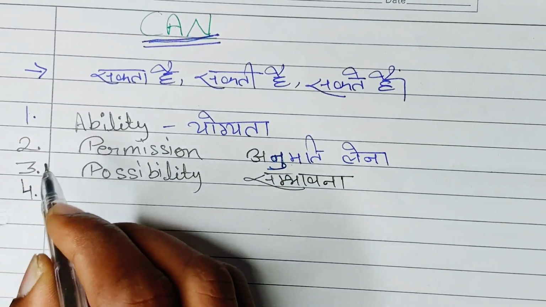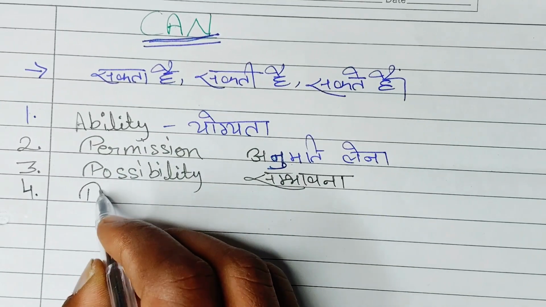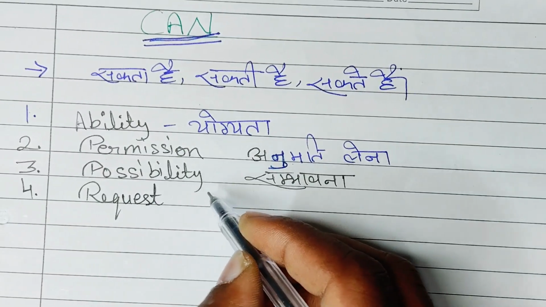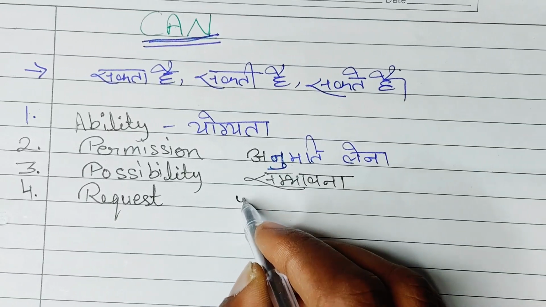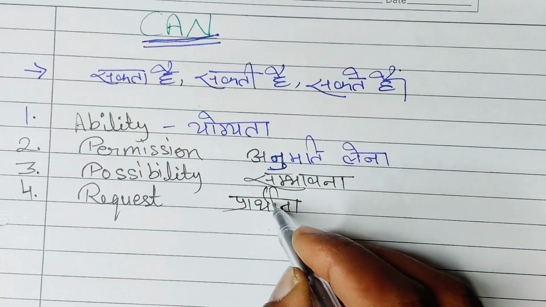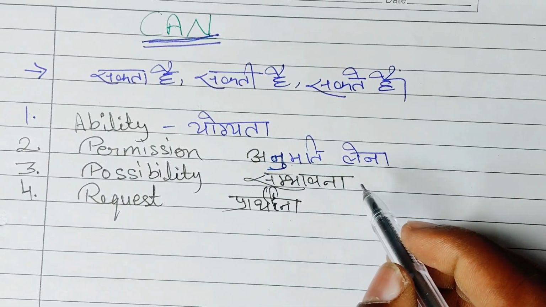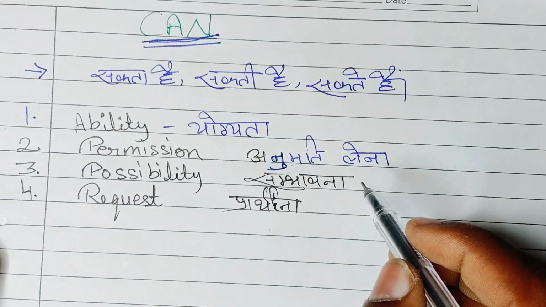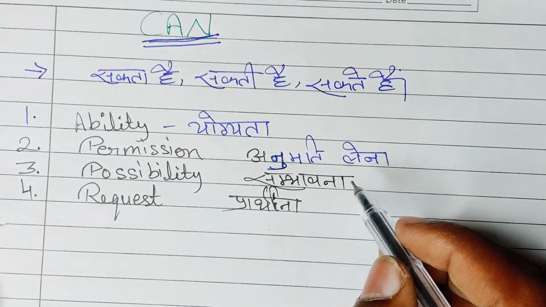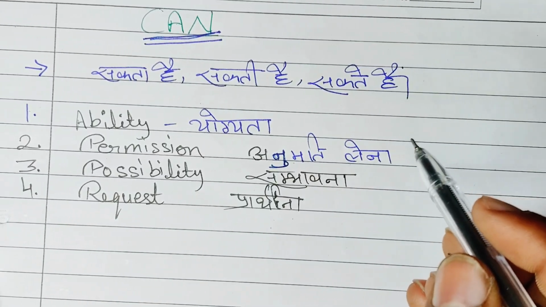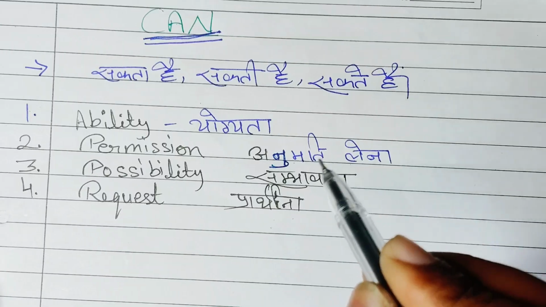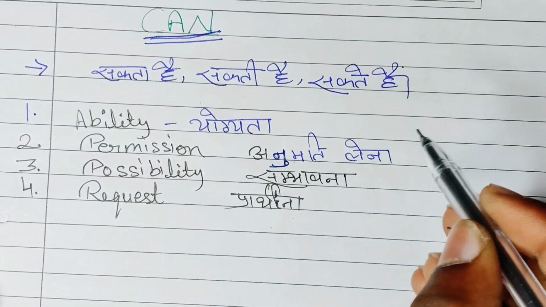देन इफ आई टॉक अबाउट फोर्थ वन, द फोर्थ वन इज रिक्वेस्ट. रिक्वेस्ट मीन्स क्या होता है? प्रार्थना. Suppose you are requesting to your father and your parents, like you want to go somewhere, but you haven't taken permission from your father and your mother and your brother. Then you can request to them.